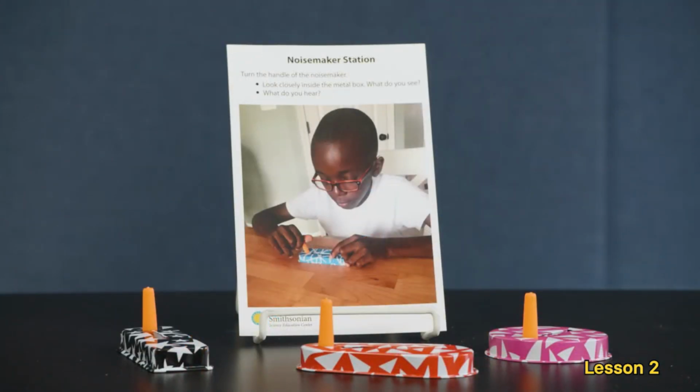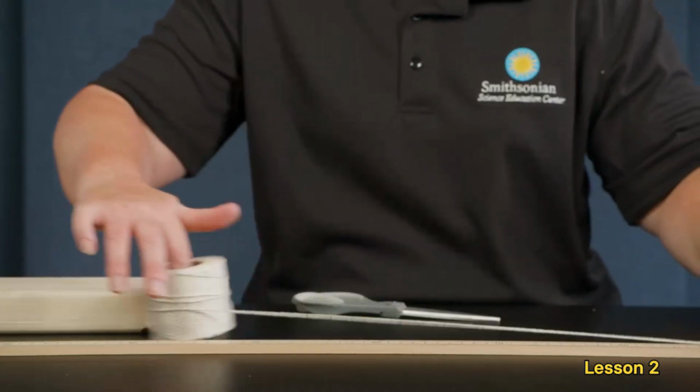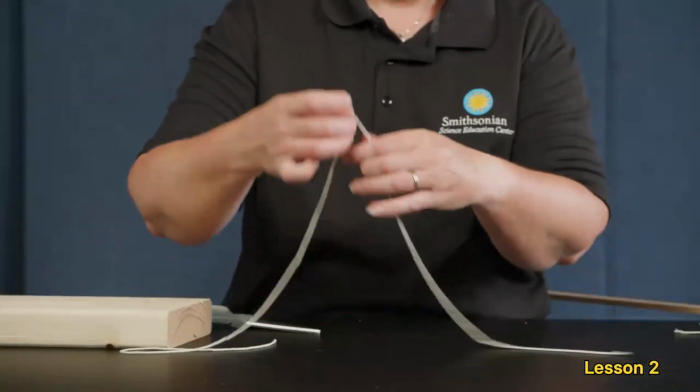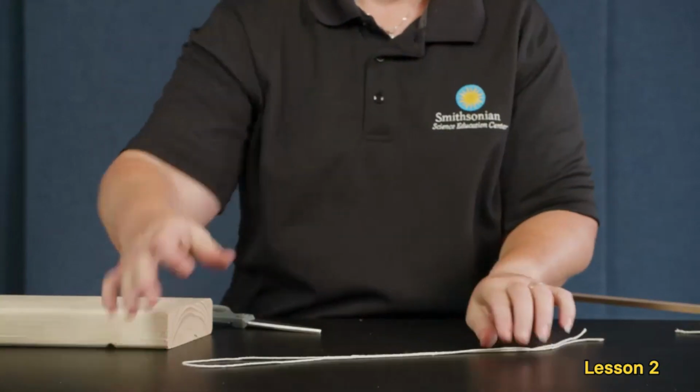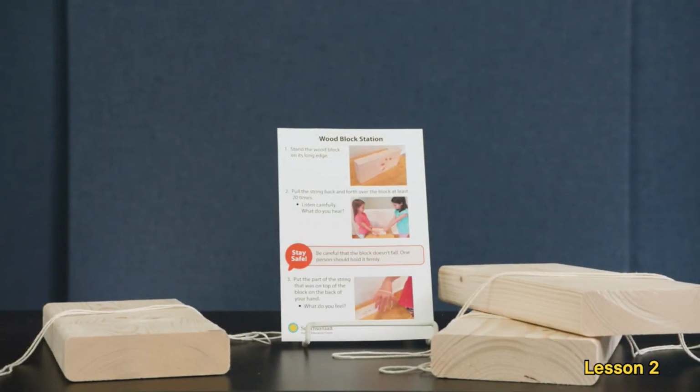Put 3 noisemakers and the noisemaker card at a station. Fold each of 3 1-meter pieces of string in half. Put each beside a wood block. Put 3 blocks, 3 pieces of string, and the wood block card at a station.